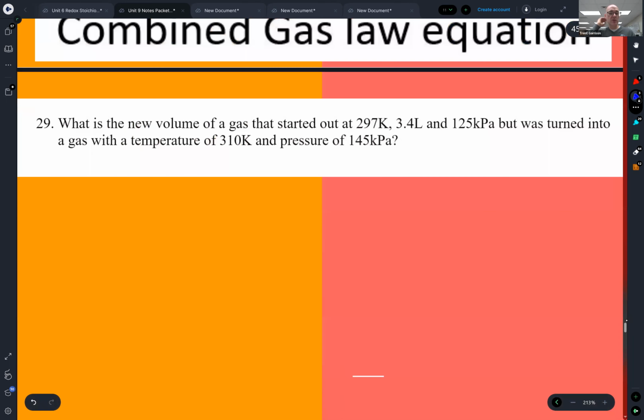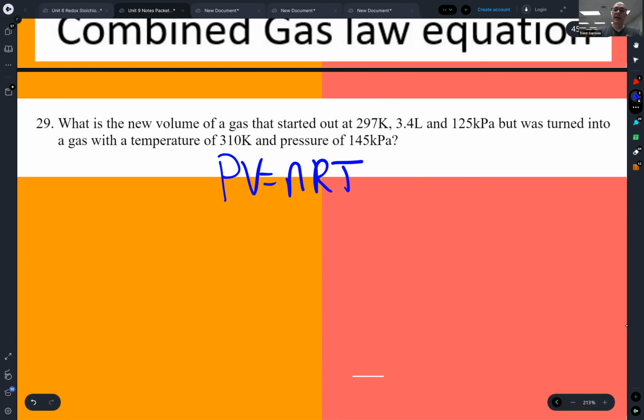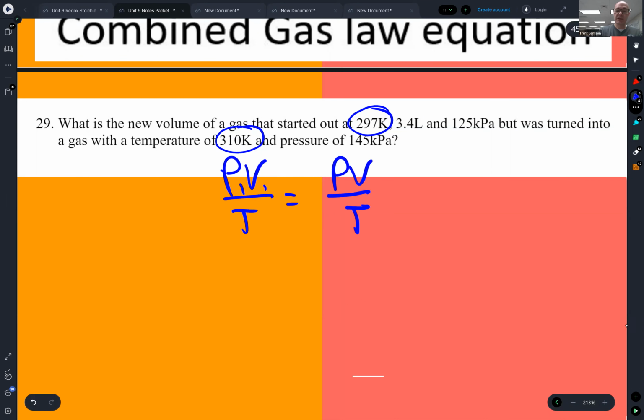So let's try and use that very equation. Now, how do I know that I'm not just using PV equals nRT? Well, I know because I look at this and I see that there are two temperatures. I only have one temperature in the ideal gas law, so that can't work. So instead, I'm going to use PV over T equals PV over T. And these are P1s and these are P2s.